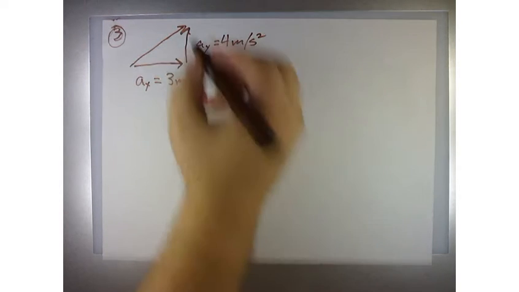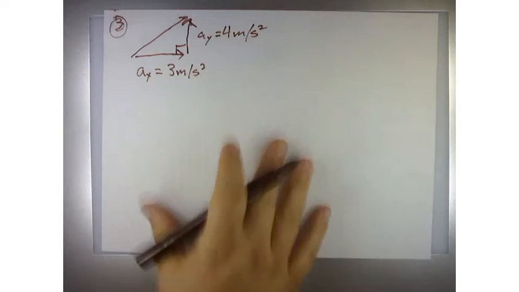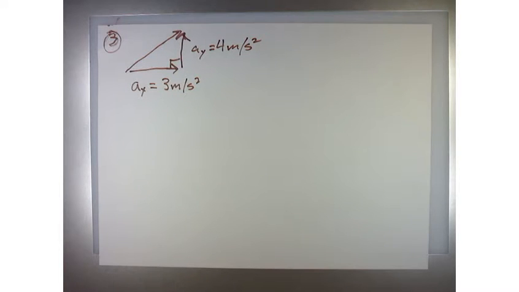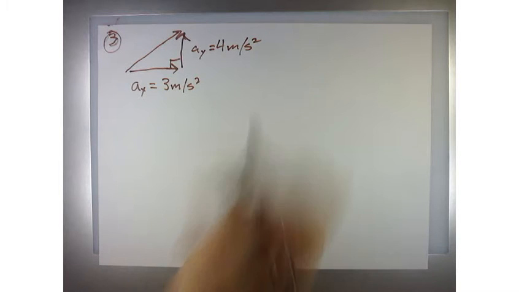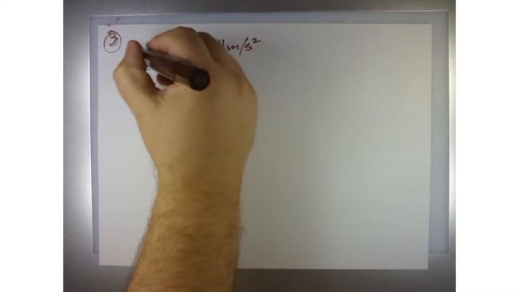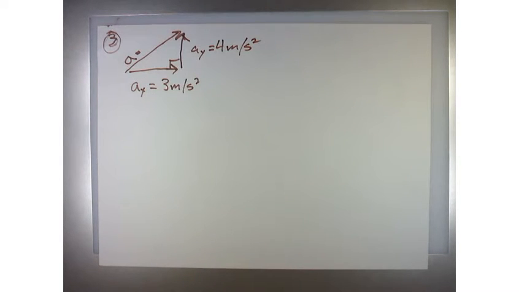Now, if I draw my vectors this way, and this is the first candy earning opportunity, how do I find the overall acceleration? What's the formula? Well, if we were solving a velocity, but since we're solving an acceleration, what do I put?